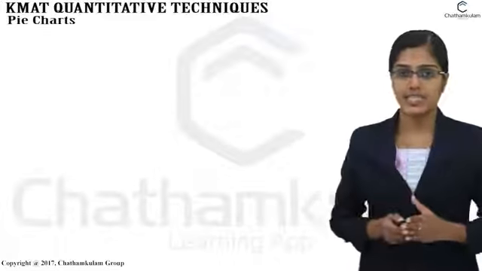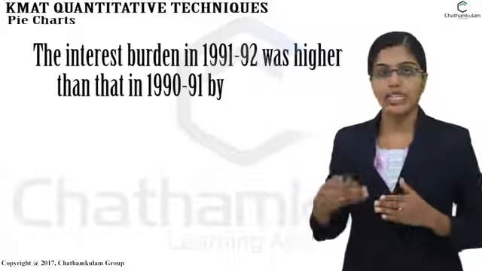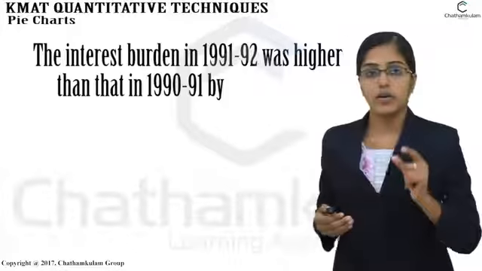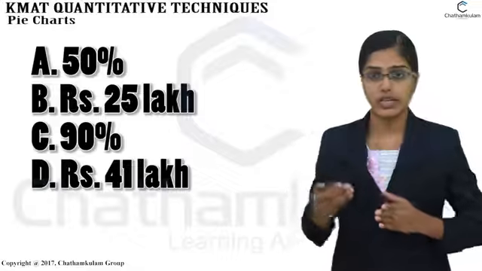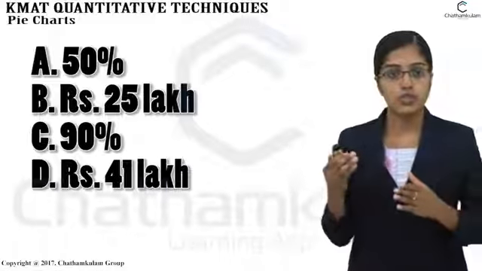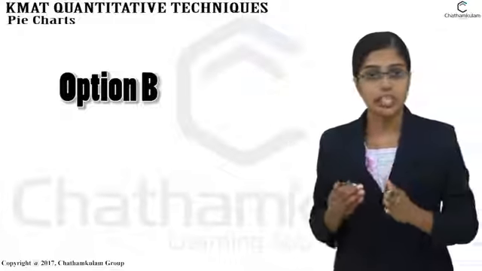Our next question is: the interest burden in 1991-92 was higher than that in 1990-91 by option A 50%, option B rupees 25 lakh, option C 90%, option D rupees 41 lakh. So here our answer is option B, rupees 25 lakh.